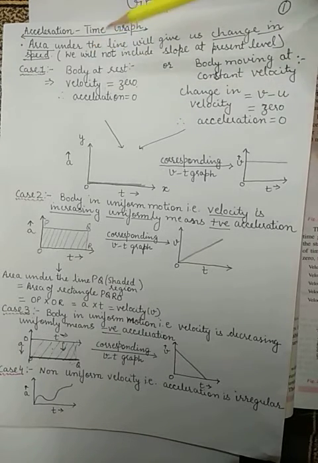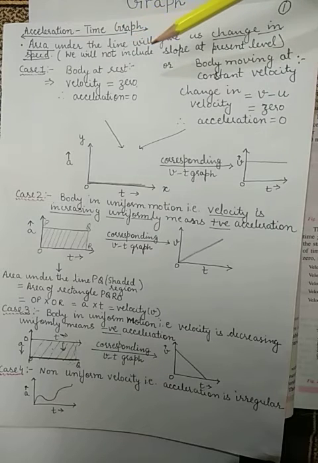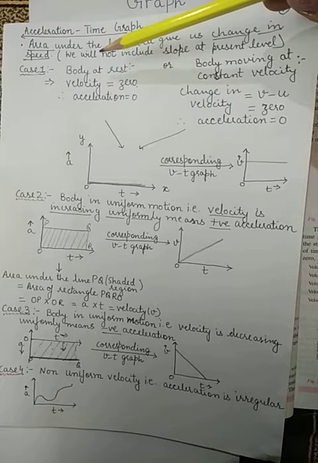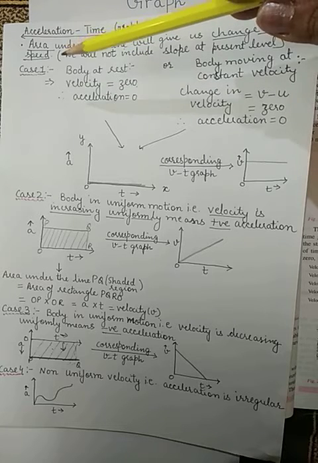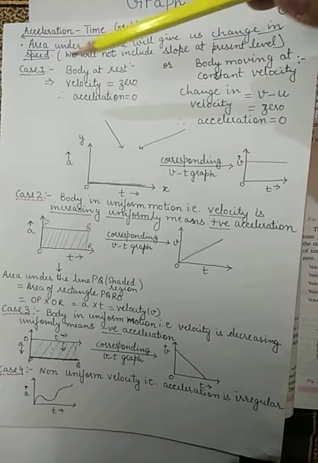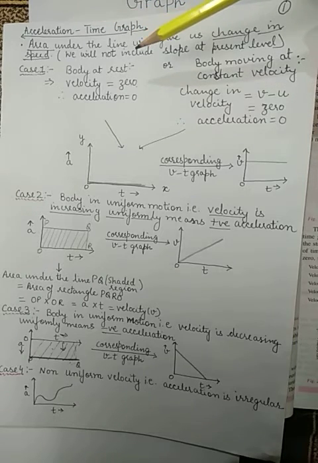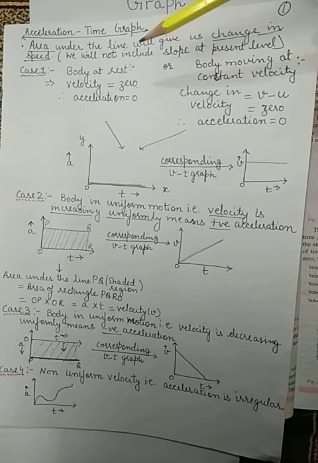For different graphs, we have studied that area under the line gives us different quantities. For acceleration time graph, the area under the line will help us to study the change in the speed. Later in this video, I will show you how to calculate this speed. And remember this point, for this present topic, we will not talk about slope. We will be focusing on area under the line. Now look at the first case given in the book.